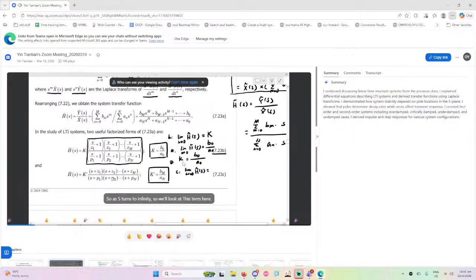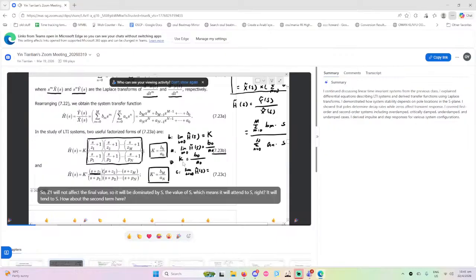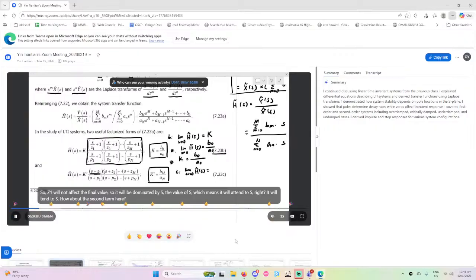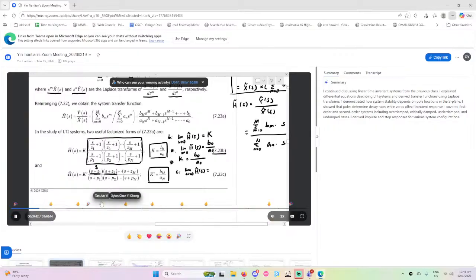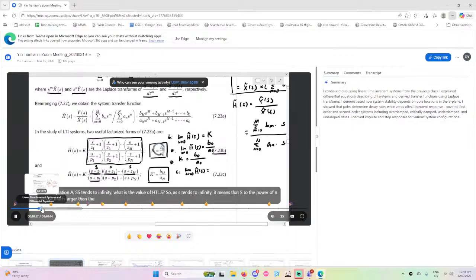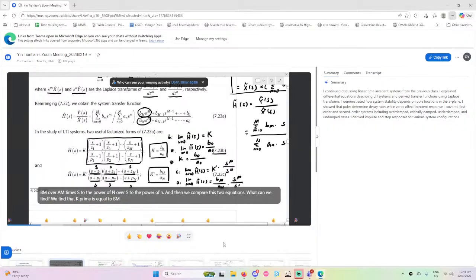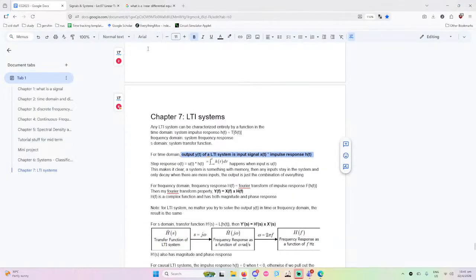As s tends to infinity, we look at this from here. s plus z1 will tend to infinity, of course. So it will tend to s, because the value will be dominated by s. So z1 will not affect the final value. How about the second term here? s. And the third term here, also s. How about this term? It means that s to the power of n will be much larger than the value, so we get bm over an times s to the power of n over s to the power of n. And then we compare this to equation a. What can we find? We find that k prime is equal to bm over an.